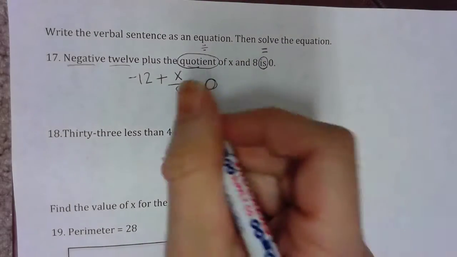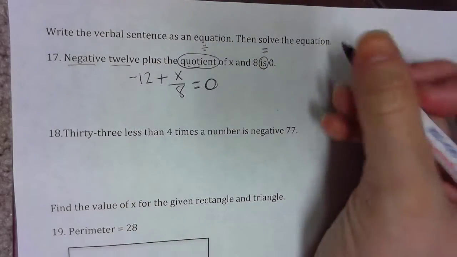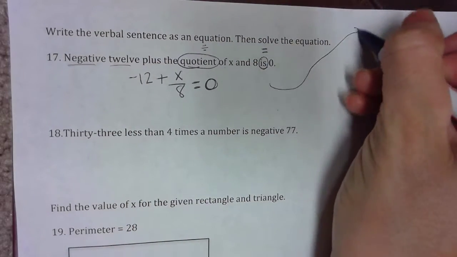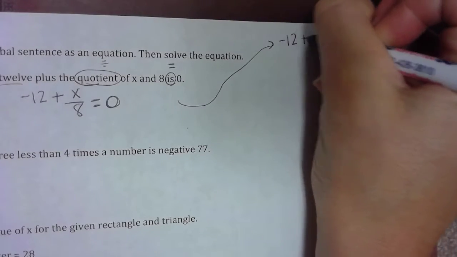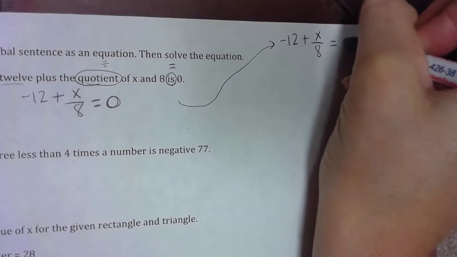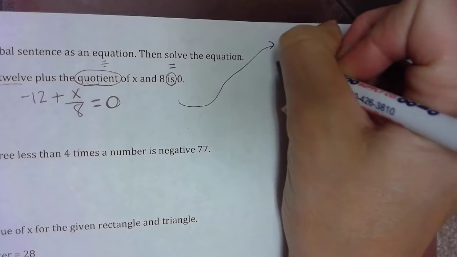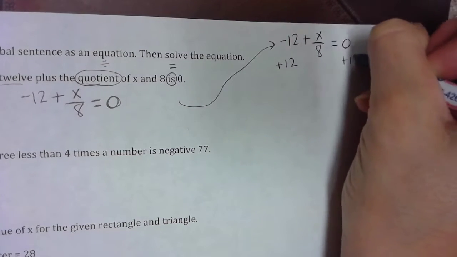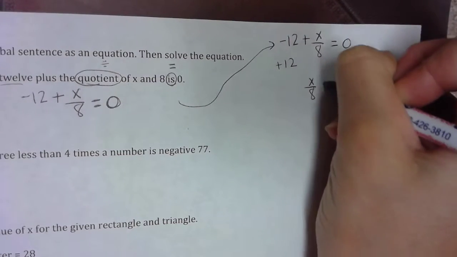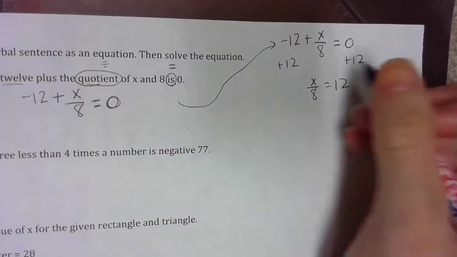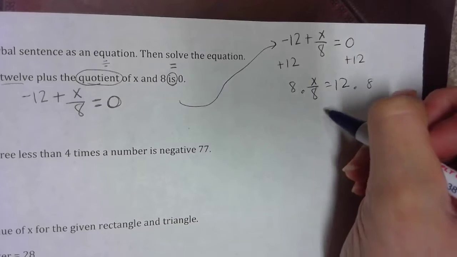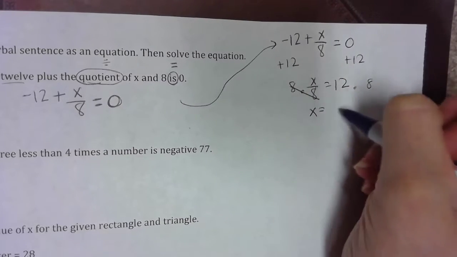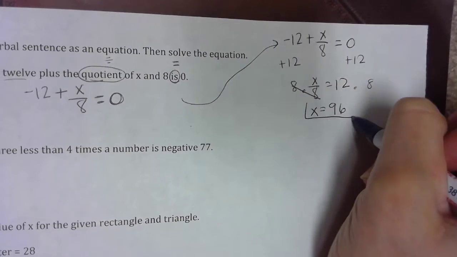The first thing I need to do is add 12 to both sides. Actually, I'm going to bring this up here so I have a little more room. Negative 12 plus x over 8 equals 0. So to get rid of this negative 12, I'll add 12. So I have x over 8 equals 12. And to get rid of division, you have to multiply. So I have x equals 12 times 8 is 96.